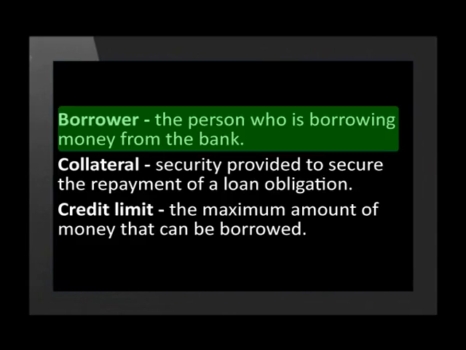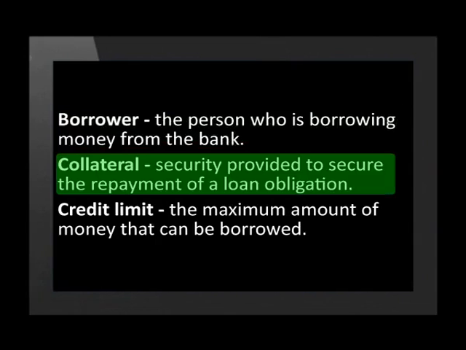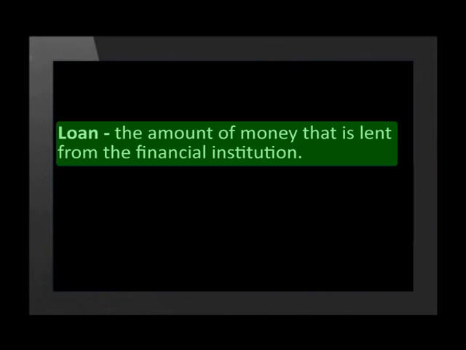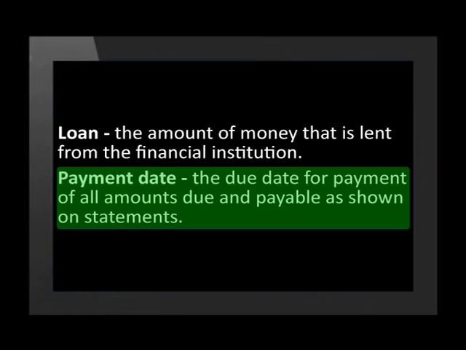Borrower: the person who is borrowing money from the bank. Collateral: security provided to secure the repayment of a loan obligation. Credit limit: the maximum amount of money that can be borrowed. Loan: the amount of money that is lent from the financial institution. Payment date: the due date for payment of all amounts due and payable as shown on statements.